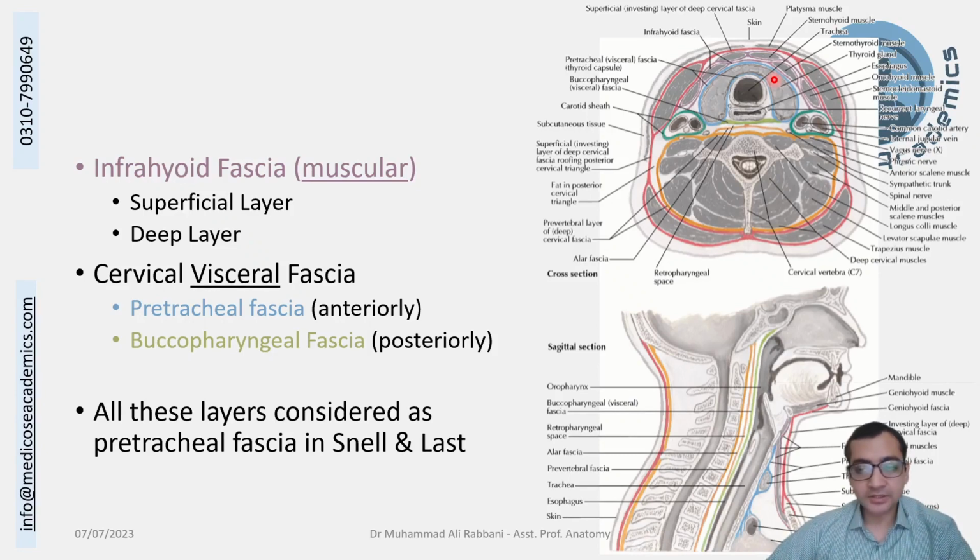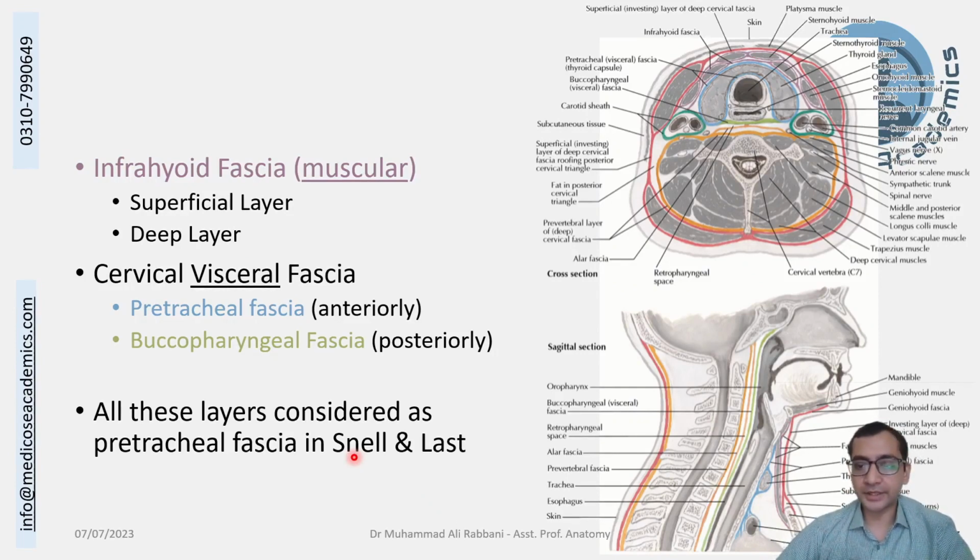That is where the confusion arises. I have gone into detail because I have been asked by students why the pretracheal fascia is covering the infrahyoid muscles. When throwing a bigger umbrella, in Snell the pretracheal fascia includes the muscular fascia and all the visceral fascia. So that is why there is a little confusion between the atlases and the texts. You must keep that in mind.